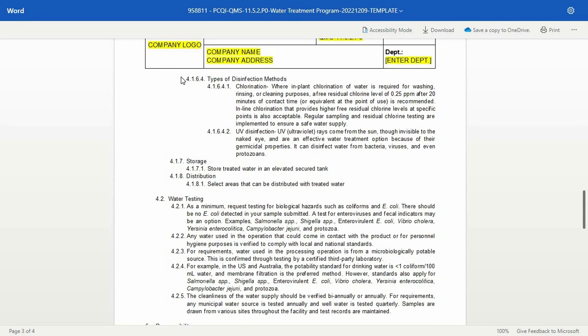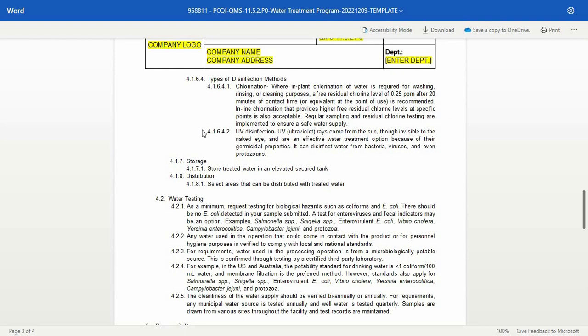The types of disinfection methods include 1. Chlorination, where in-plant chlorination of water is required for washing, rinsing, or cleaning purposes. A free residual chlorine level of 0.25 ppm after 20 minutes of contact time is recommended. Inline chlorination that provides higher free residual chlorine levels at specific points is also acceptable. Regular sampling and residual chlorine testing are implemented to ensure a safe water supply.